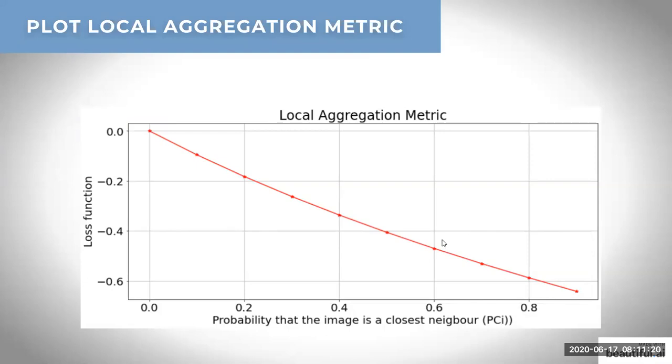So here you can see that the lower the probability that the image is the closest neighbor, the less loss, the lower the value of the loss function we have. So basically, in order to get 0, we need to minimize the probability that the image is the closest neighbor to 0, or we can just maximize the opposite probability that the image is the background neighbor.